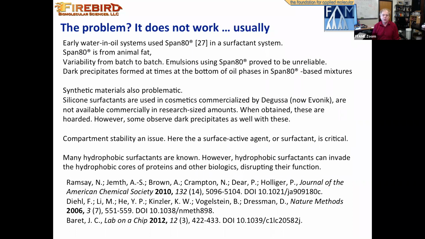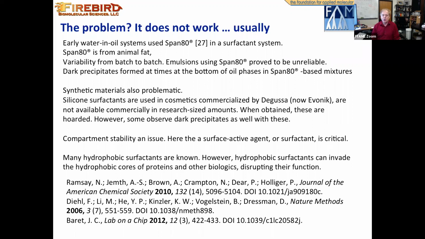So this early water and oil system used something called SPAN80. I don't know if anybody here has ever used this. It's from animal fat, and therefore it is variable from batch to batch. And emulsions using SPAN80 proved to be unreliable. Dark precipitates formed at times at the bottom of these oil phases. Half the time the enzymes were inactivated by something that was in the SPAN80. Well, I won't bore you with all the efforts that have been made in our laboratory and around the world to clean up SPAN80. You can put mercaptoethanol in. There's some argument that there's a peroxide. I mean, it's a long discussion, but basically it has been abandoned.